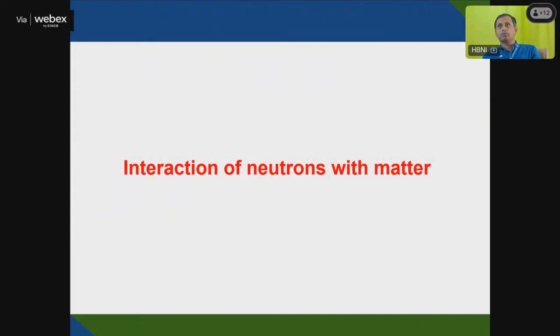So far I have discussed mostly the interaction of electron and X-ray with matter. Then we'll go to the neutron interaction. We'll take a short break here for 3 to 4 minutes, and then we'll discuss the next part. If there is any question, you can raise it in the chat box, or you can also ask here.